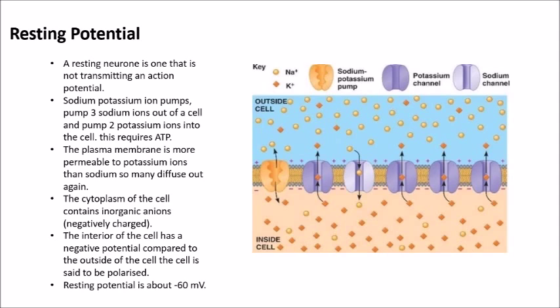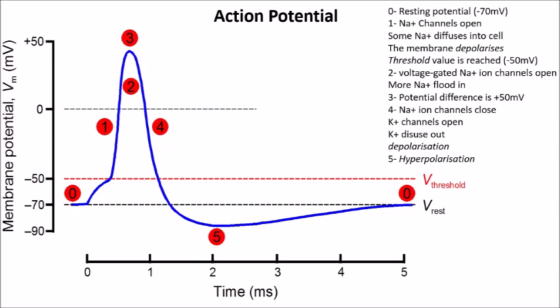The cell cytoplasm also contains large organic anions which are negatively charged. The interior of the cell has a negative potential compared to the outside. The cell membrane is polarized and the resting potential is about minus 60 millivolts. In order for a signal to be passed along, the neuron must initiate an action potential. This is made up of a number of steps.